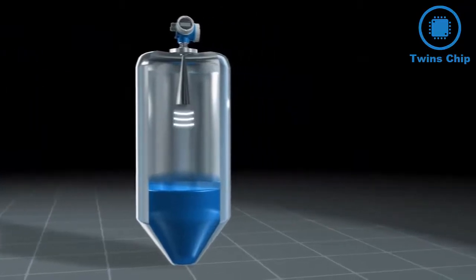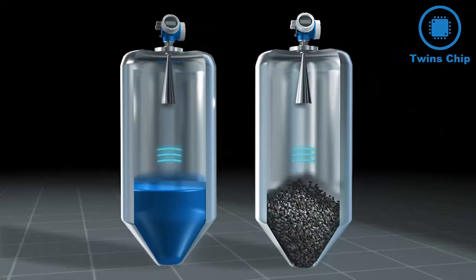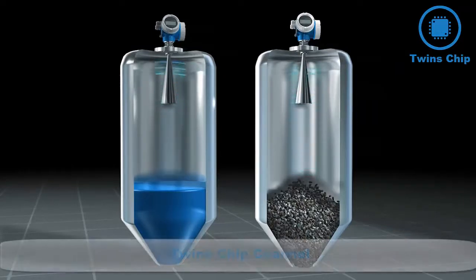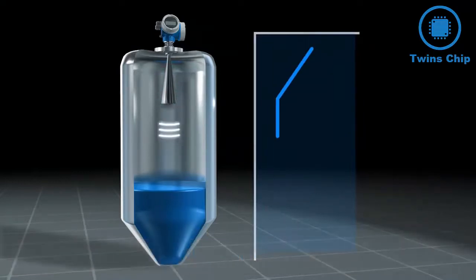The time-of-flight measurement, demonstrated here by the example of free-emitted radar pulses, works both in liquids and solids. The emitted pulses are reflected from the medium surface and detected by the instrument. The time of flight of the pulse determines the distance between the transmitter and the surface using the known propagation speed. In case of radar pulses, it is the speed of light. Taking the height of the tank into consideration, the level can easily be calculated.